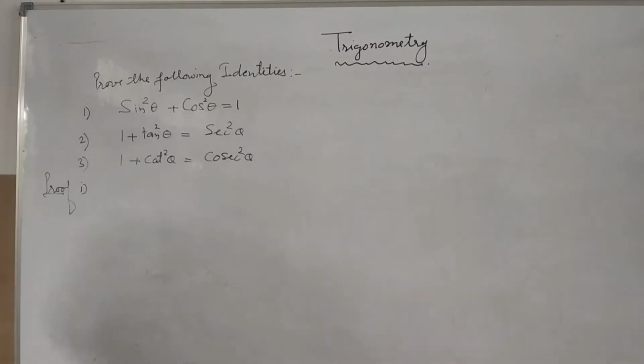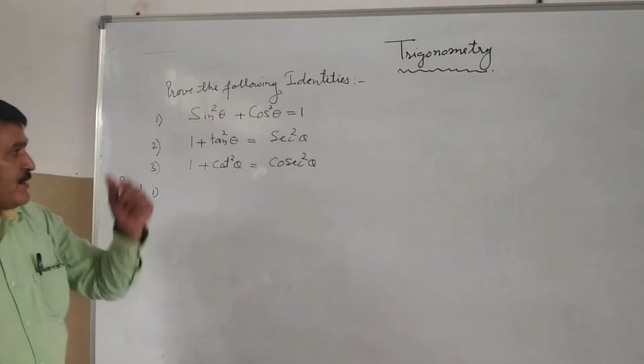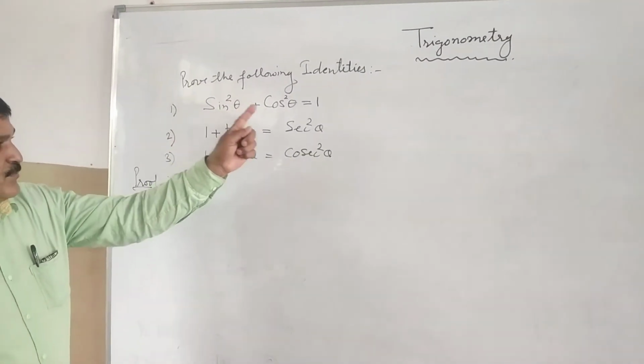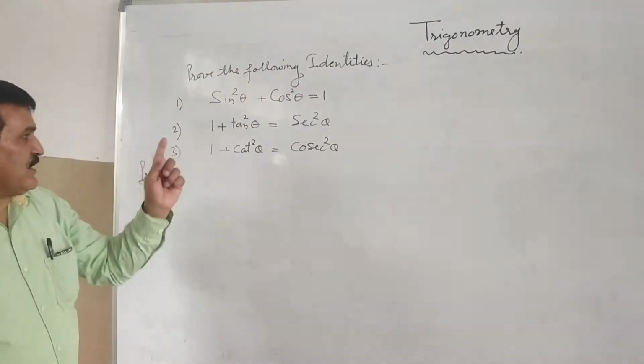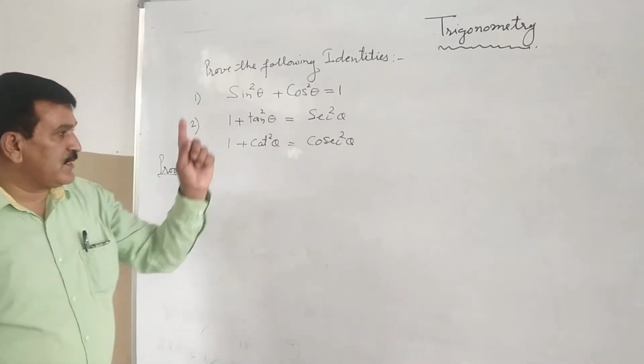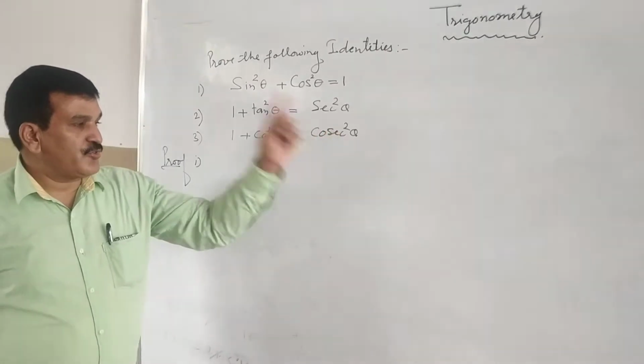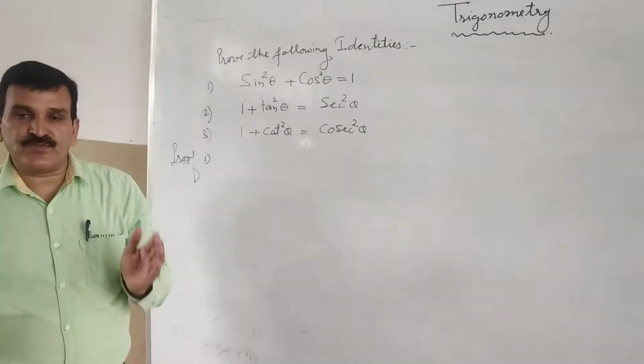Hello students, let us prove the following identities today. First one is sin square theta plus cos square theta is equal to 1. And second one is 1 plus tan square theta is equal to secant square theta. And third is 1 plus cot square theta is equal to cosec square theta. So let us prove these one by one.